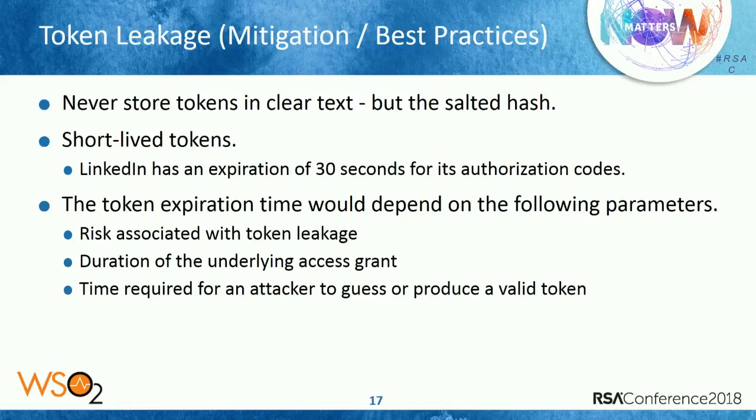And also, when you decide the expiration time for tokens, you need to consider these three factors: the risk associated with the token leakage, the duration of the underlying access grant, and the time required for an attacker to guess or produce a valid token. Right? The duration of the underlying access grant means, if you have heard of the SAML grant type for OAuth or the JWT grant type for OAuth, there you exchange a SAML token or a JWT for an access token. Then when you issue that access token, its expiration should match the lifetime of the SAML token or the JWT.